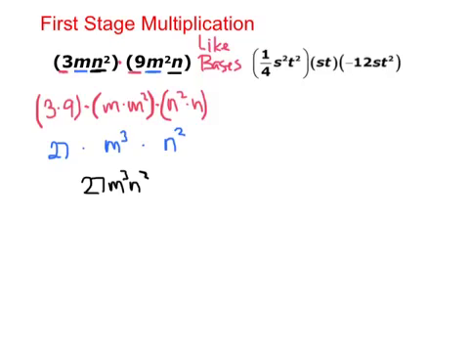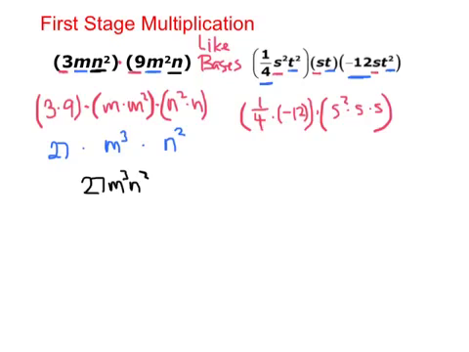Okay, if we look at our next example, we do the same thing. We have 1/4 and negative 12. We have s squared, s, and s, and then t squared, t, and another t squared. If we get these close to each other, we get our numbers out in the front, so 1/4 times negative 12 times s to the second power times s times one more s times t squared times t squared.